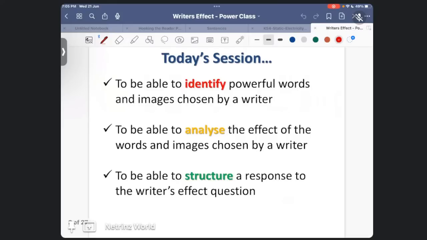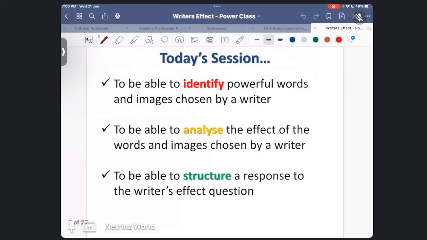So what are we going to do in today's session? First is to be able to identify powerful words and images chosen by the writer. Second is to be able to analyze the effect of the words and images chosen by a writer. And the third is to be able to structure a response to the writer's effect question. We will try to cover as much as we can. At least I am targeting to finish the first and second in today's class.